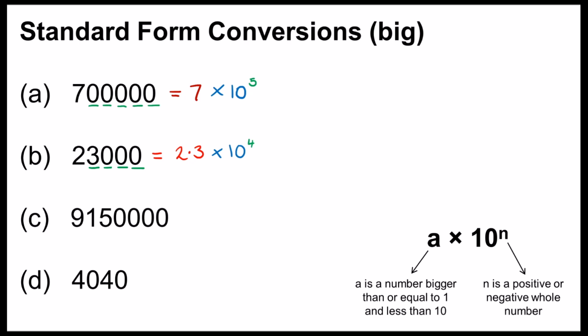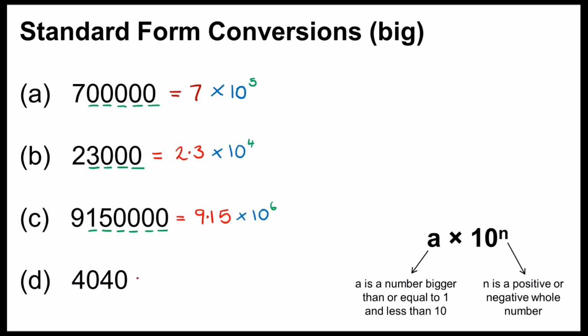For my third example, my key digits are the numbers 9, 1 and 5. And again, to make sure this is a number which is bigger than or equal to 1 but less than 10, I'm going to put a decimal point in and make it 9.15. Then I'm going to put my times by 10 in, followed by my power, which I can get by counting the digits after the first one. So 1, 2, 3, 4, 5, 6. My answer, 9.15 times 10 to the power of 6.